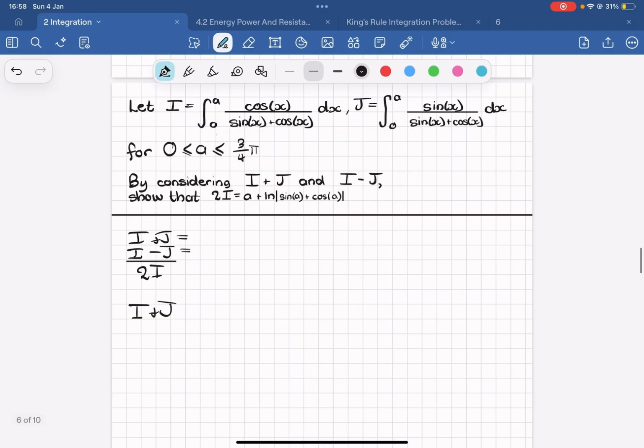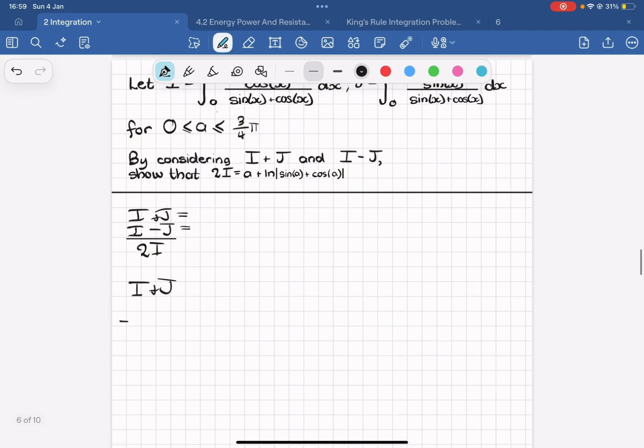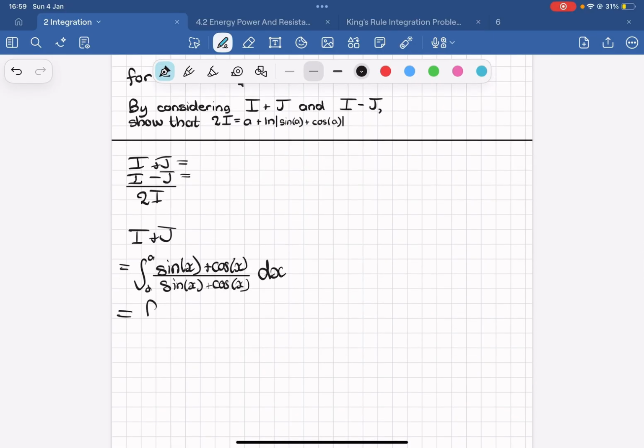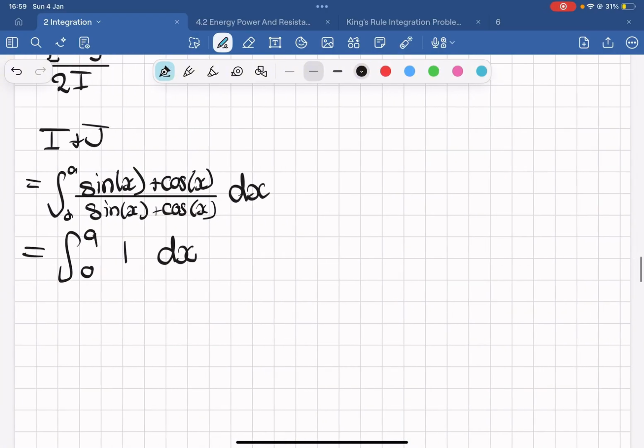So if we add these two integrals, we get sine x plus cos x all over, well, the denominators are just the same, so we get sine x plus cos x on the bottom. And again, we're integrating from a to 0. The reason we can add is because the bounds are the same, with respect to x. Now this just simplifies down very nicely to 1. Now if you integrate 1 with respect to x, we have x from a to 0. If we evaluate the expression, we just get a.